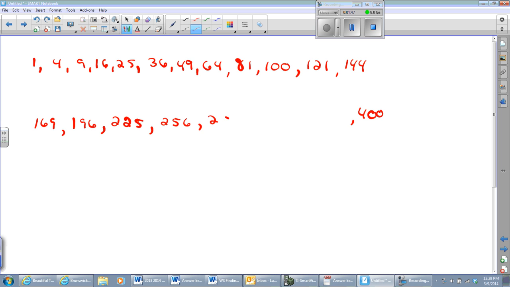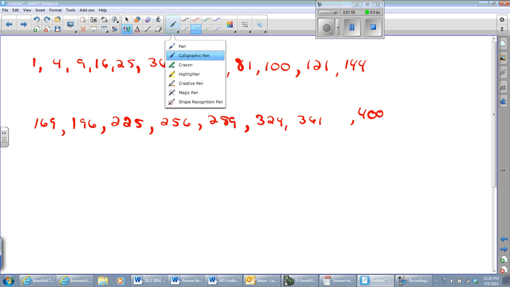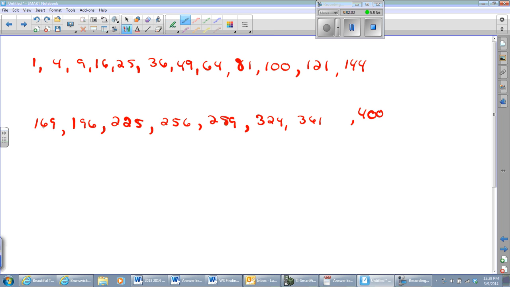17 squared is 289. And 18 squared is 324. And then 19 squared is 361. Now, all you need to do is memorize the ones you don't know. These first 12 should be cake.